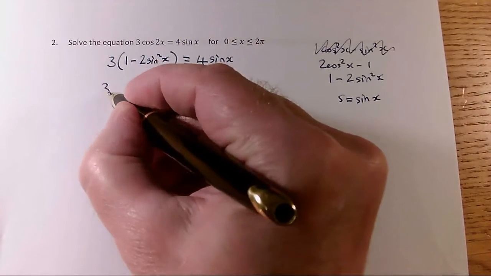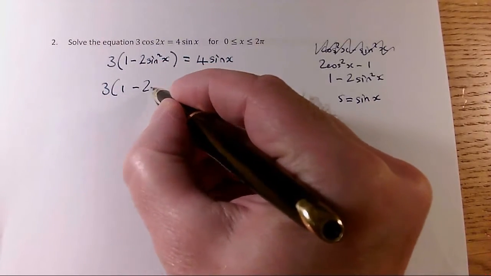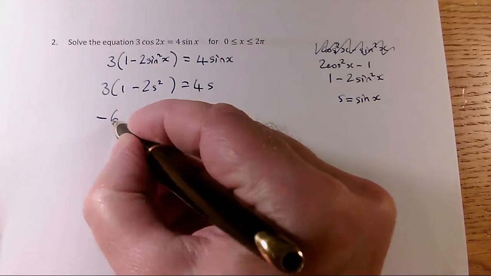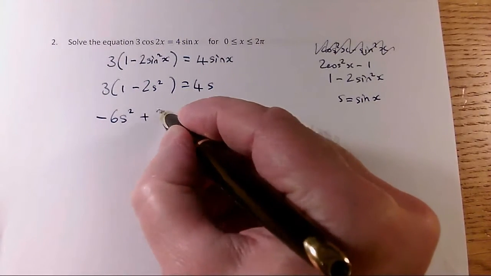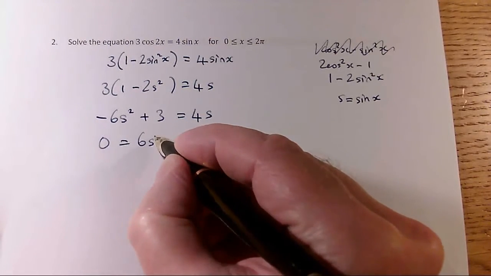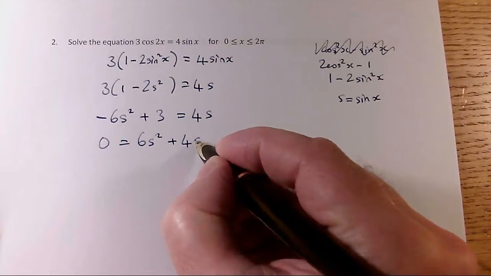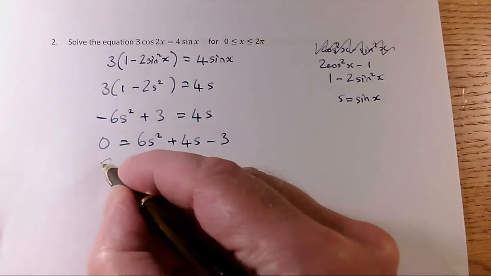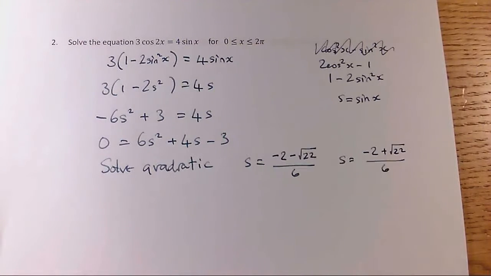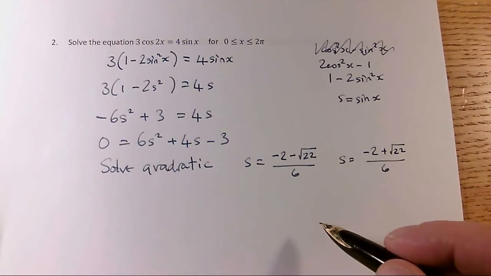So I've got 3 brackets 1 minus 2s squared equals 4s. That looks really friendly. Minus 6s squared plus 3 equals 4s. So 0 equals 6s squared plus 4s minus 3. I'm going to solve the quadratic. They're bloomin' horrible surdy roots, okay?